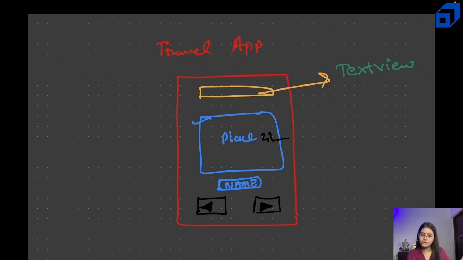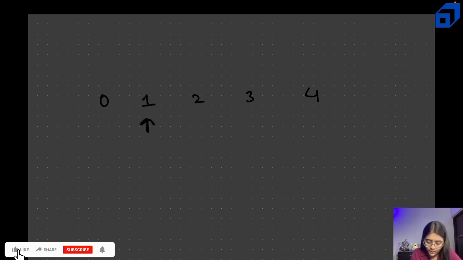Let's say I have 0, 1, 2, 3, 4, like 5 top places images, right? If the current image is 1, when I click on next, I want to go to 2. When I click on previous, I want to go to 0. If I am at 3, then on clicking next, 4 should be shown. On clicking previous, 2 should be shown.